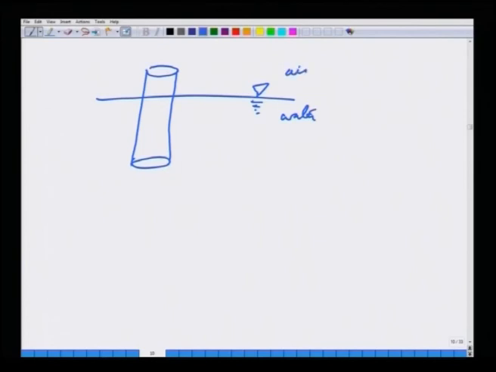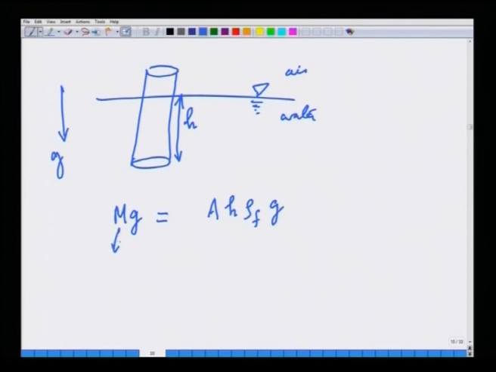Floating happens when the weight, the downward force due to acceleration due to gravity on the solid object, is equal to the buoyancy force. Let us call the height that is submerged h. The volume of cylinder that is submerged is A times h, times the density of the fluid, rho f, times g. Now, suppose we call the whole height L, then A L times rho solid times g is equal to A h times rho fluid times g.